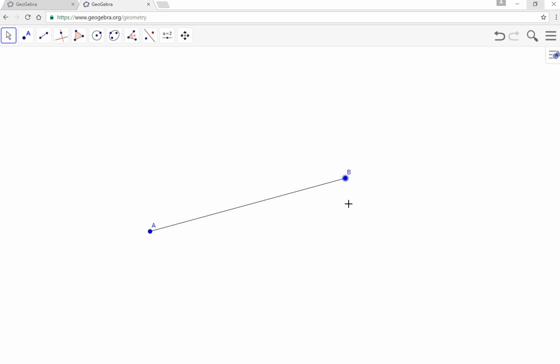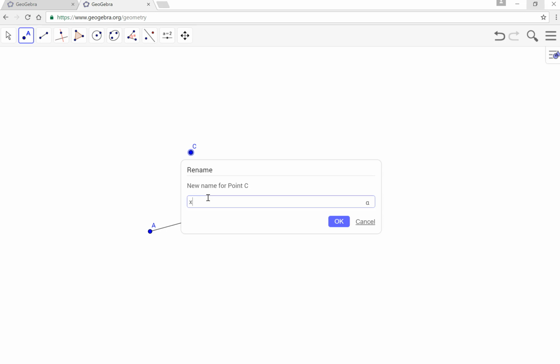There we go. Now it says construct a point X that's not on the line. So just a point here that's not on the line. To change the letter of a point, right click the point and select rename. So we go ahead and do that. Rename, and we want that to be X. There we go.